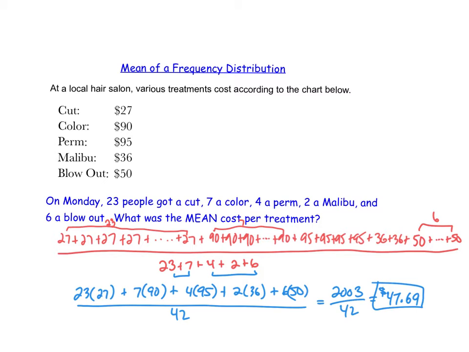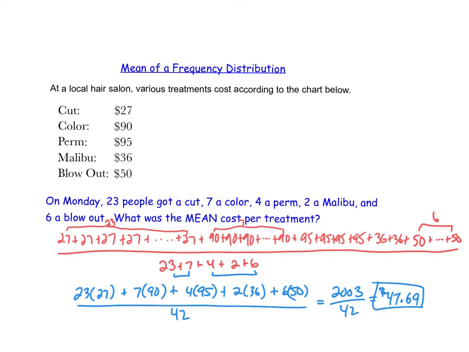So if you were to ask what the average person paid that day, it was $47.69. Now, you might argue that the mode would be the one that describes this data set the most, because not a vast majority, but a majority of the people got a cut, and then the rest was other things. The cut was the most indicative of this data set. But as far as the mean of the frequency distribution, that would be $47.69.